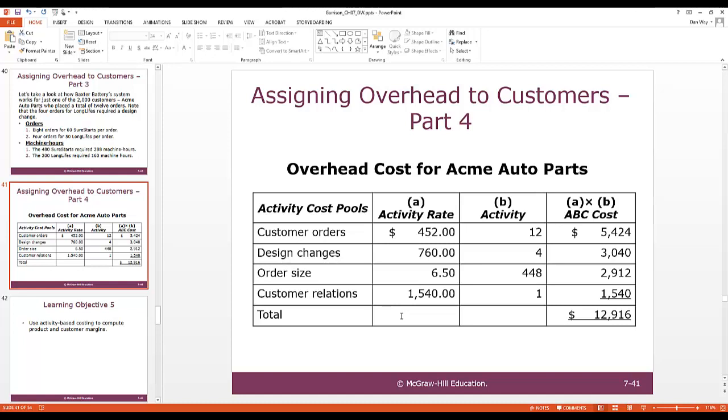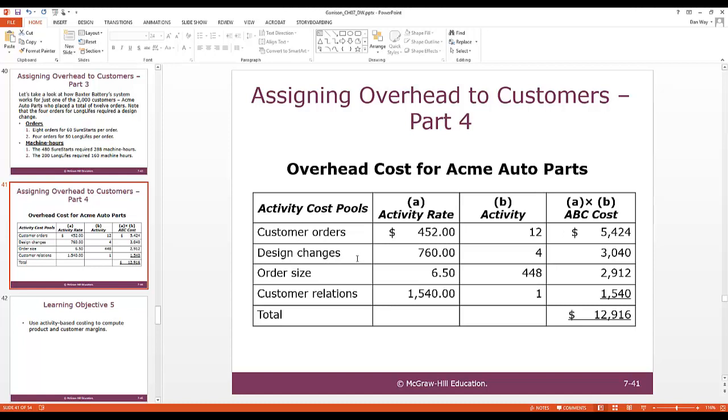So to assign overhead costs to Acme Auto Parts as a customer, we follow the same process we did to assign costs to individual products by taking the activity rate for each activity times the amount of the activity that was consumed, in this case by the customer, for each of those activities, and there's our cost assigned to the customer. So customer orders, Acme placed 12 of them. Our activity rate, again, was $452 per order. So that's a total of $5,424 assigned for the customer orders.